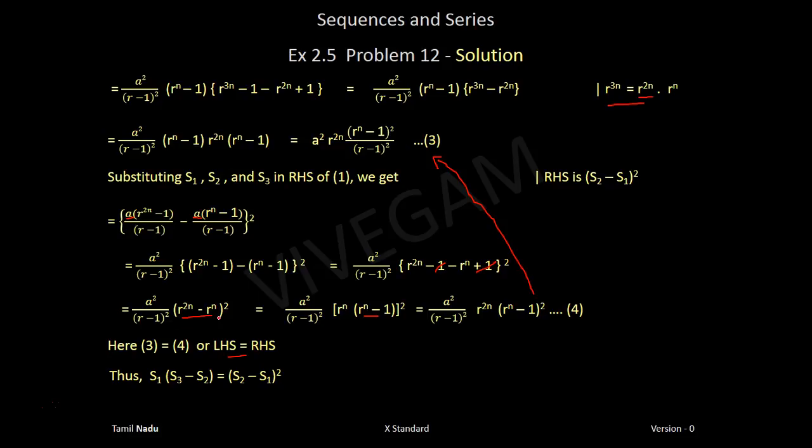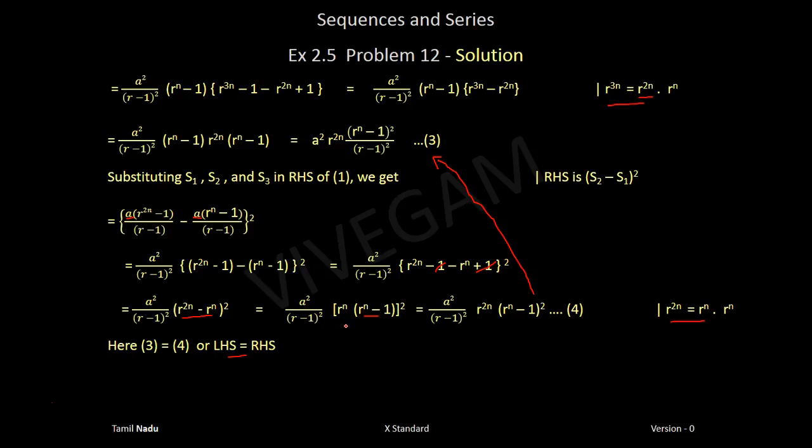Okay. Again, r to the power of 3n is r to the power of 2n minus r to the power of n, right? Similarly, r to the power of 2n can be written as r to the power of n into r to the power of n, right? A to the power of m into a to the power of n is a to the power of m plus n. So n plus n is 2n. So this r to the power of 2n can be written as r to the power of n into r to the power of n, right?